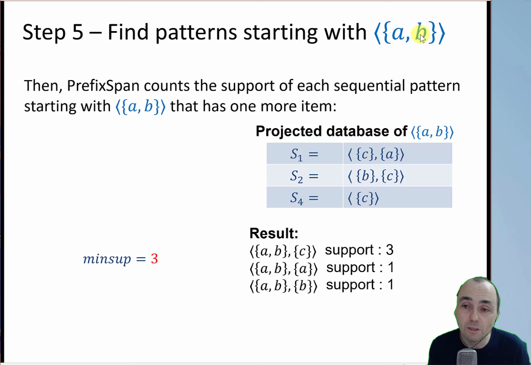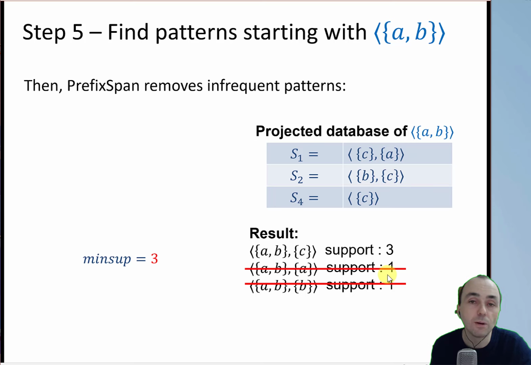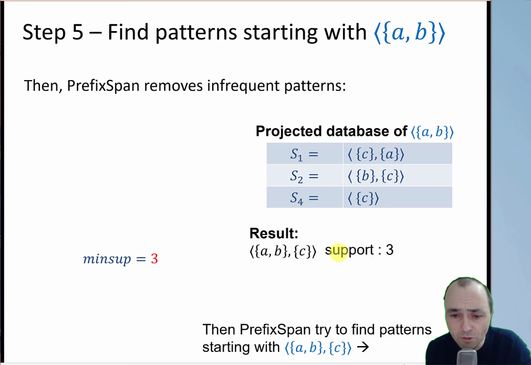So we have AB with C. 1, 2, 3. So AB with C has a support of 3. AB with A, so AB followed by A, one time. AB with B, one time. So again, after this, PrefixSpan will remove the infrequent patterns, so these two patterns appear less than three times, okay? So PrefixSpan removes them, and will keep only the other one as a result, a frequent sequential pattern. So after this, PrefixSpan will continue like that.